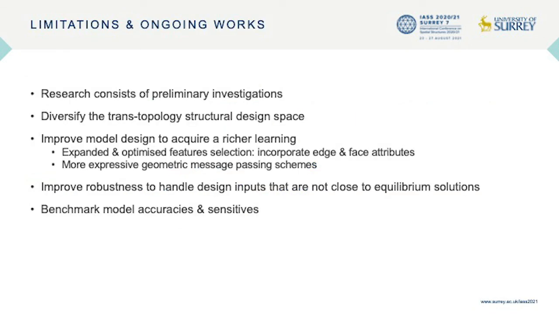The research presented today consists of preliminary investigations that we've conducted at the beginning of last year, and there remains significant room of improvement. First of all, we have to diversify the trans-topological structural design space. Ongoing research also indicates that more advanced model architectures are required to support the modeling of an expanded design space. Work also needs to be done to improve the robustness of the models to handle design inputs that are not close to an equilibrium solution. More rigorous benchmarking of the model accuracies and sensitivities are also needed.